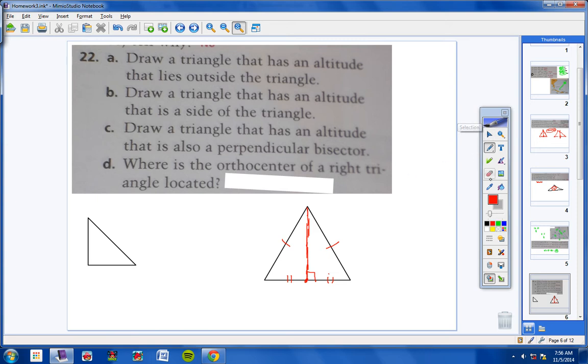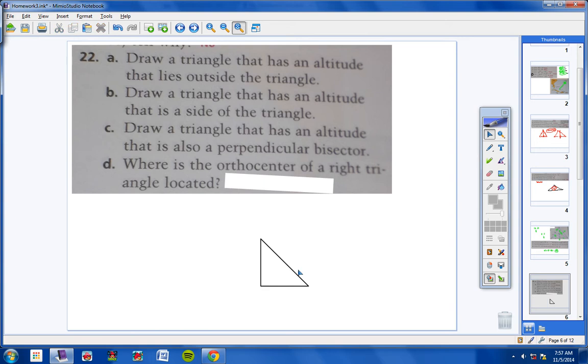Okay, now letter D. This is interesting. D is very interesting. Look at this. Okay, what is the orthocenter of a right triangle? Now remember, the orthocenter is where the altitudes meet. Okay, so let's go ahead and draw the altitudes of this triangle and watch where they meet. Okay, here's one altitude here.